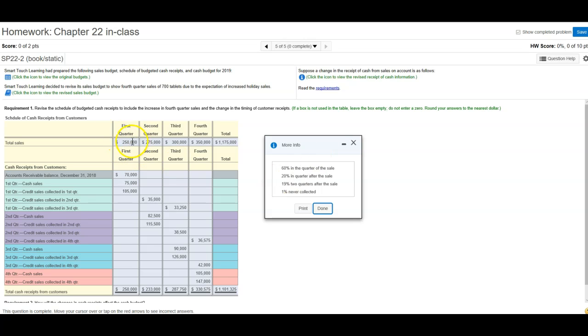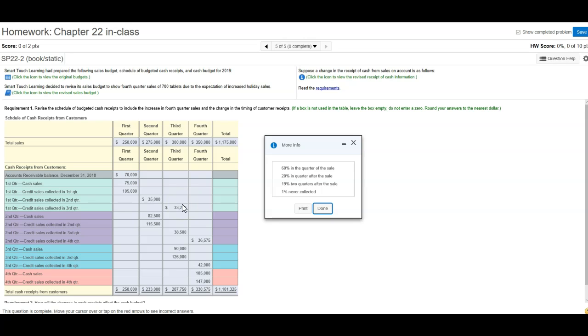We take the original 250, again times 70%, and now what we're going to do is multiply that by 20% in the quarter after the sale. So first quarter sales collected in the second quarter end up being 35,000. In the third quarter, 19% is collected. 250 times 70% times 19% will get us that number.